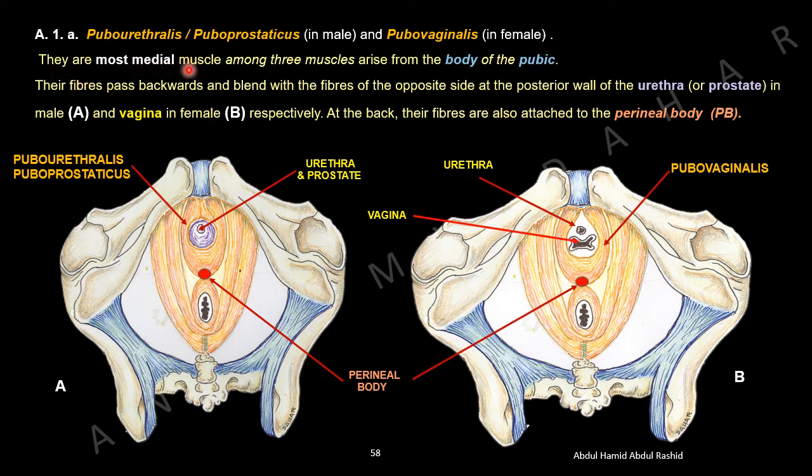They are the most medial muscles among the three muscles that arise from the body of the pubis. Their fibers pass backwards and blend with the fibers of the opposite side at the posterior wall of the urethra or prostate in male. Look here, coming from the pubic part, it comes backward, and the fibers meet the opposite fibers at the back of the urethra or prostate, in puboprostaticus. But in the case of female, the fibers come backwards and around the vagina, they meet the fibers, and this is the pubovaginalis muscle. These fibers will also be attached to the perineal body at the back.